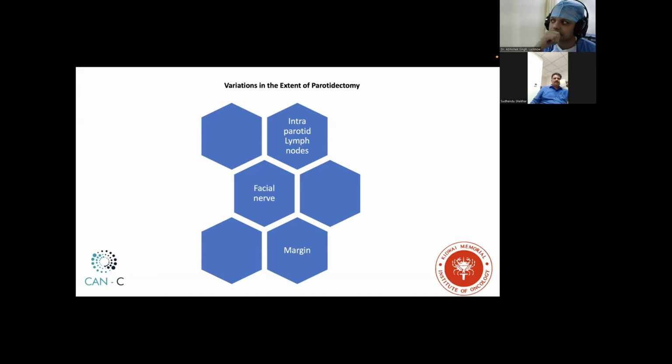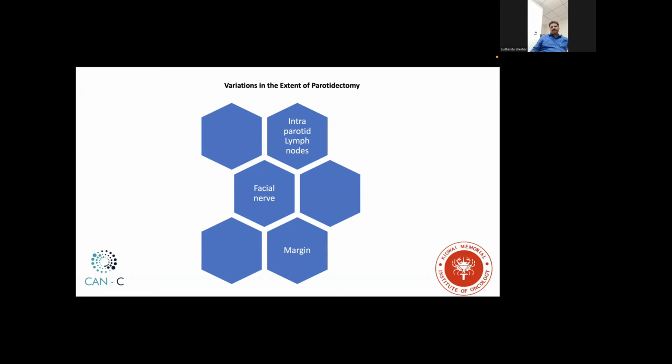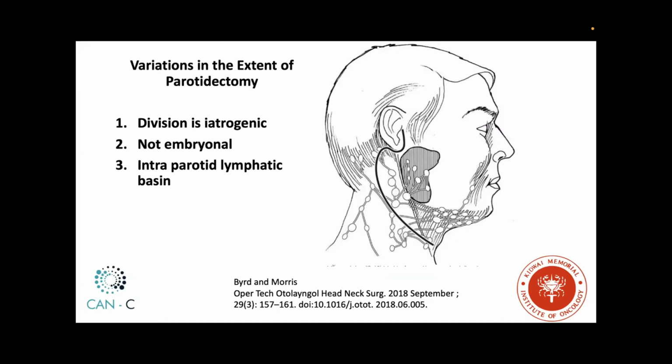We should remember that the extent of parotidectomy is not based on just one thing. The decision making is basically based on three factors: the presence of intraparotid lymph nodes, facial nerve involvement and how the facial nerve is, and also the margin that we require to clear the tumor completely. We should always remember that the division that we have for superficial and deep lobe is iatrogenic, it's not embryological. So removing the superficial parotid does not mean that the tumor has not crossed to the deeper compartment.